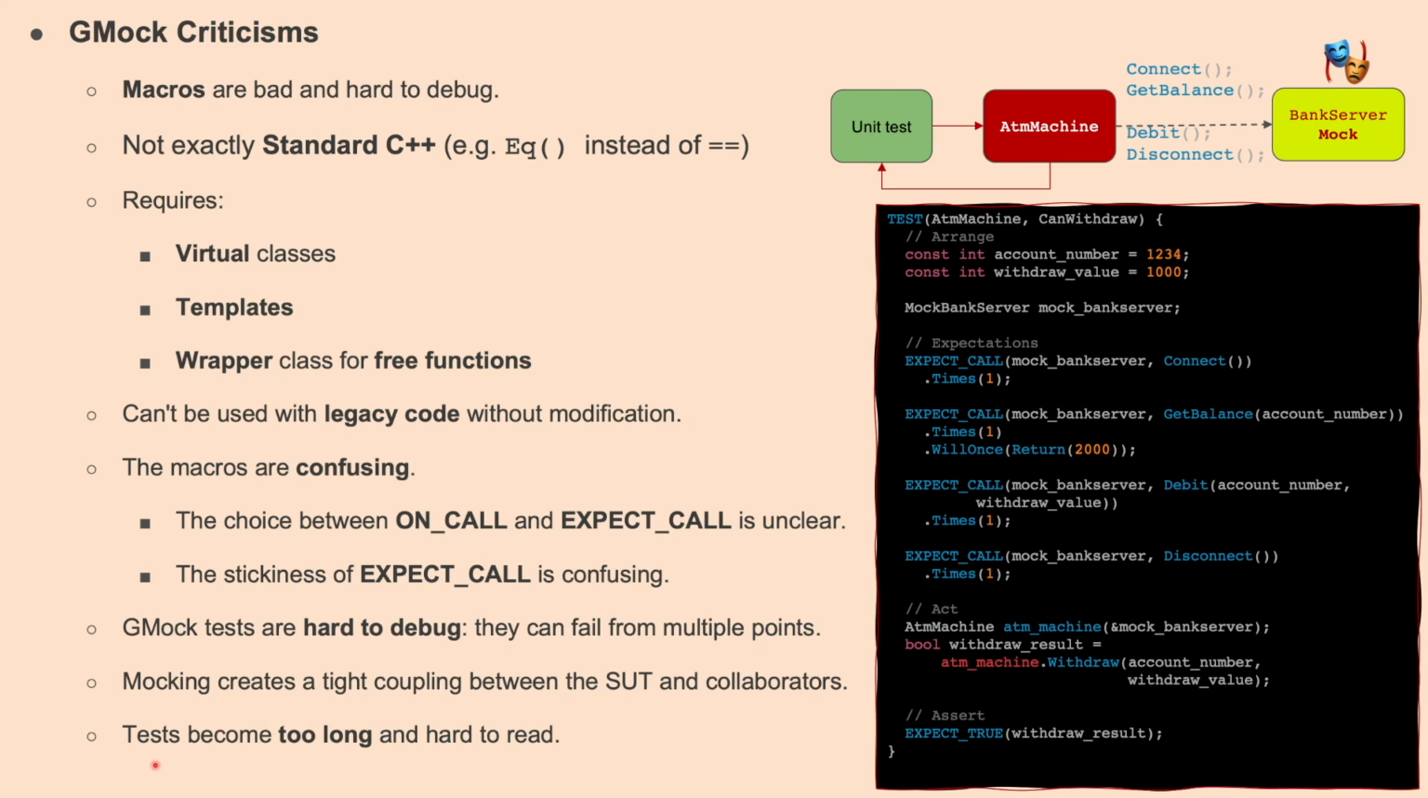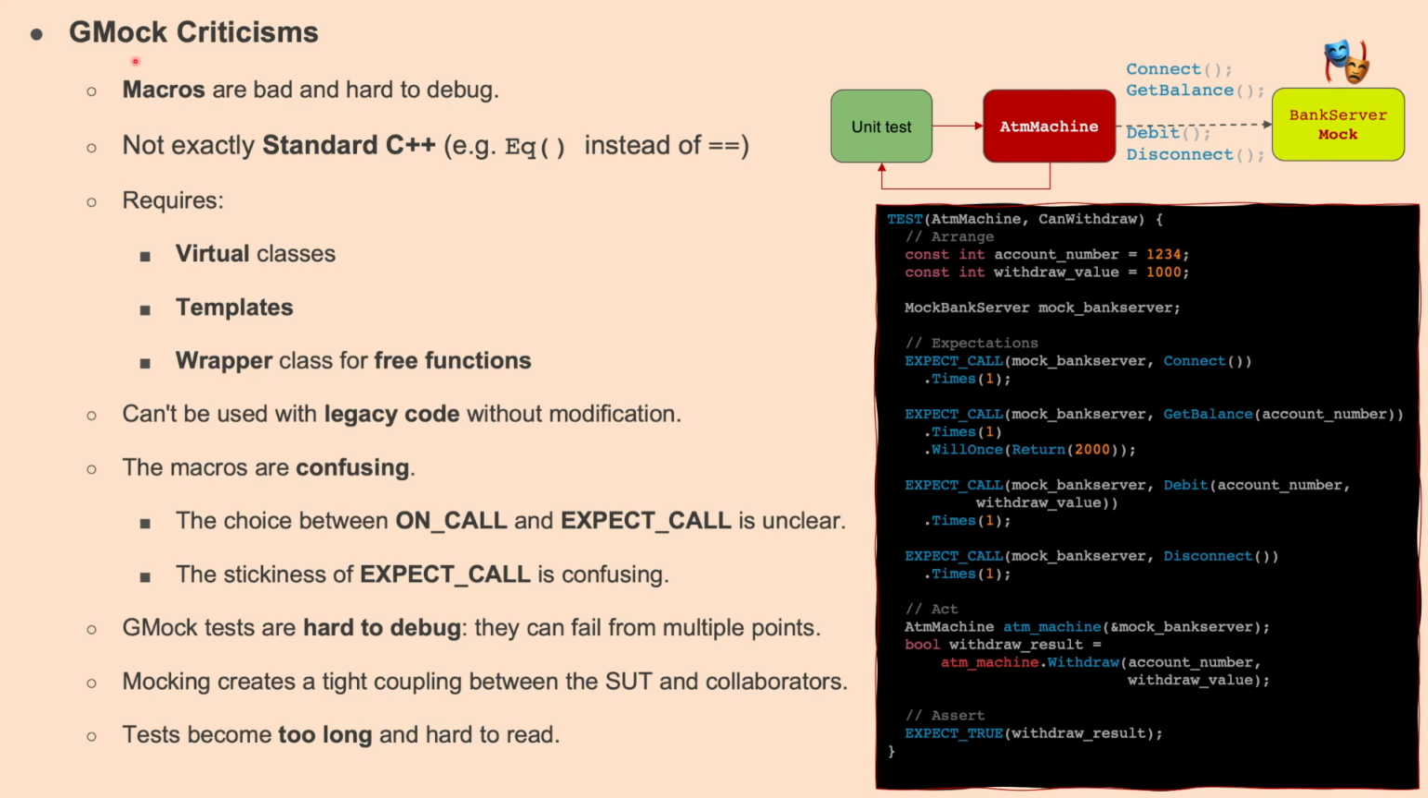And finally, tests become too long and hard to read. If I have to write a lot of expect calls and onCalls at the beginning of my test, just for understanding what the test is doing, I have to go over all of these lines and understand each statement here. If you have a lot of APIs and a lot of setups, then this test can become very long and very hard to read. And to GMock's credit, I have to mention that the last two items are not problems with GMock specifically, they are problems with mocking in general.